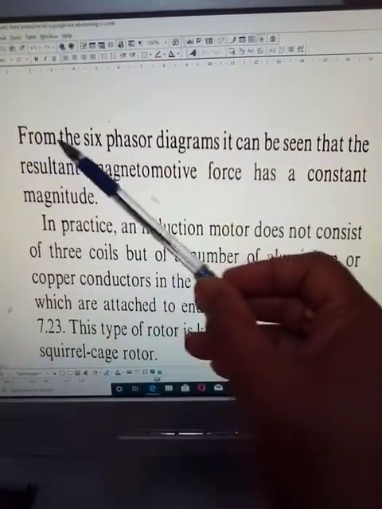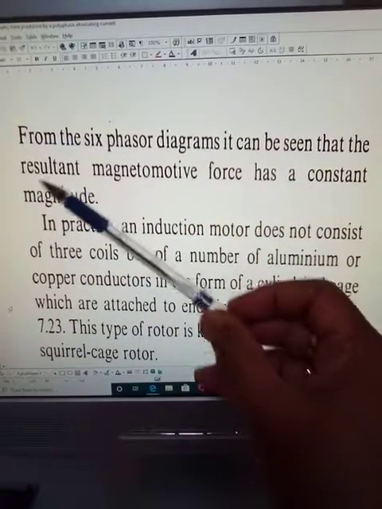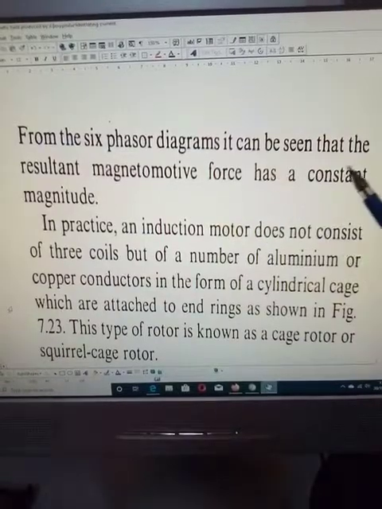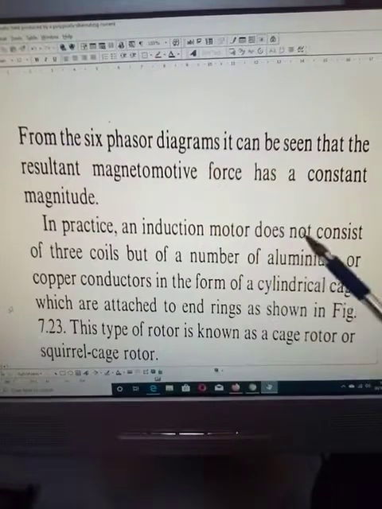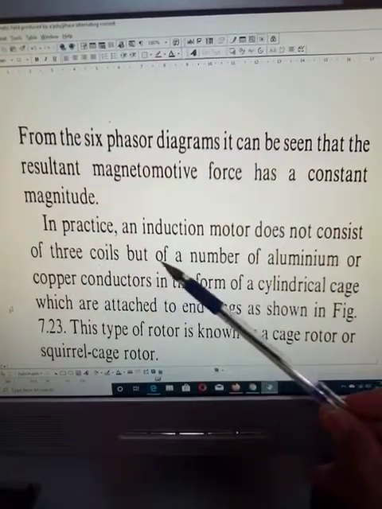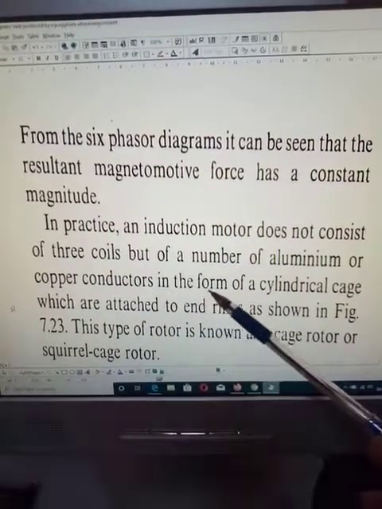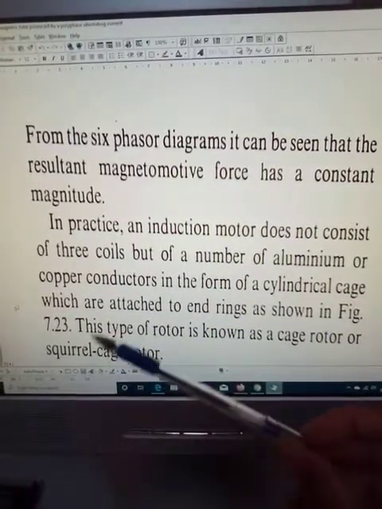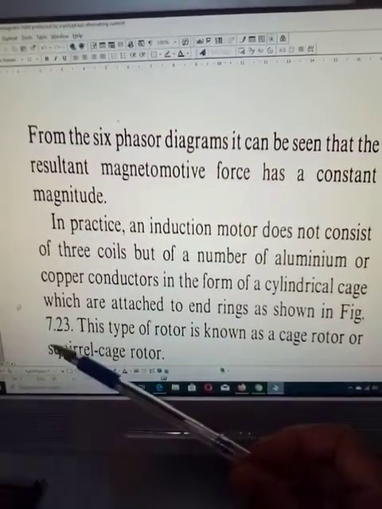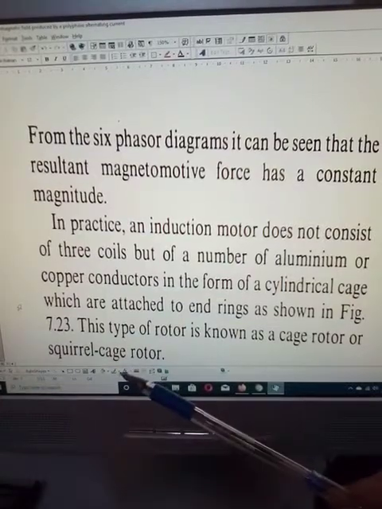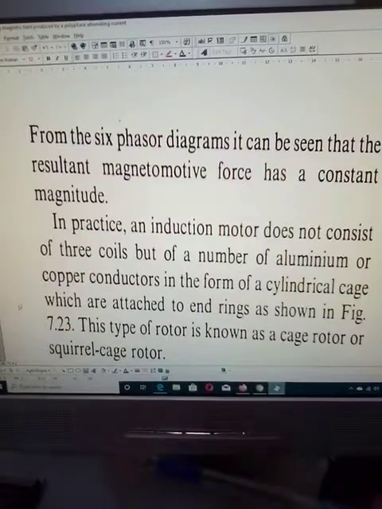Now, from the 6 phase diagrams, it can be seen that the resultant magnetomotive force has a constant magnitude. Okay? In practice, an induction motor does not consist of 3 coils, but of a number of aluminium or copper conductors in the form of a cylindrical cage, which are attached to end rings as shown in figure 7.23. This type of rotor is known as a cage rotor or squirrel cage rotor.